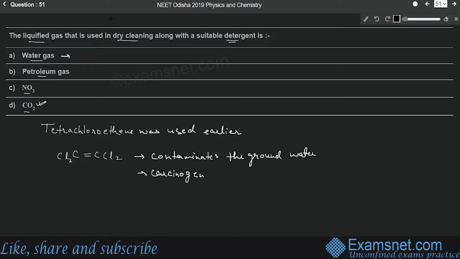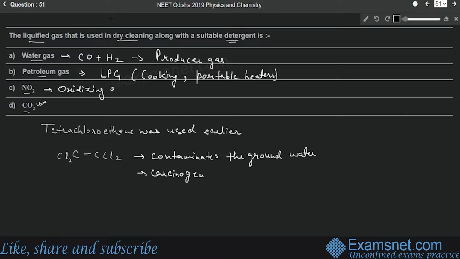And what is water gas? This is carbon monoxide plus hydrogen gas, and it is used as a producer gas for the production of fuel gas. Producer gas is also the common name of water gas. Then what is petroleum gas? One of the very common petroleum gases is LPG, that is liquefied petroleum gas, and it is used in cooking. Also, it is used in some portable heaters. And the last one is nitrogen dioxide. It is generally used as oxidizing agent. So I hope you understood this question.